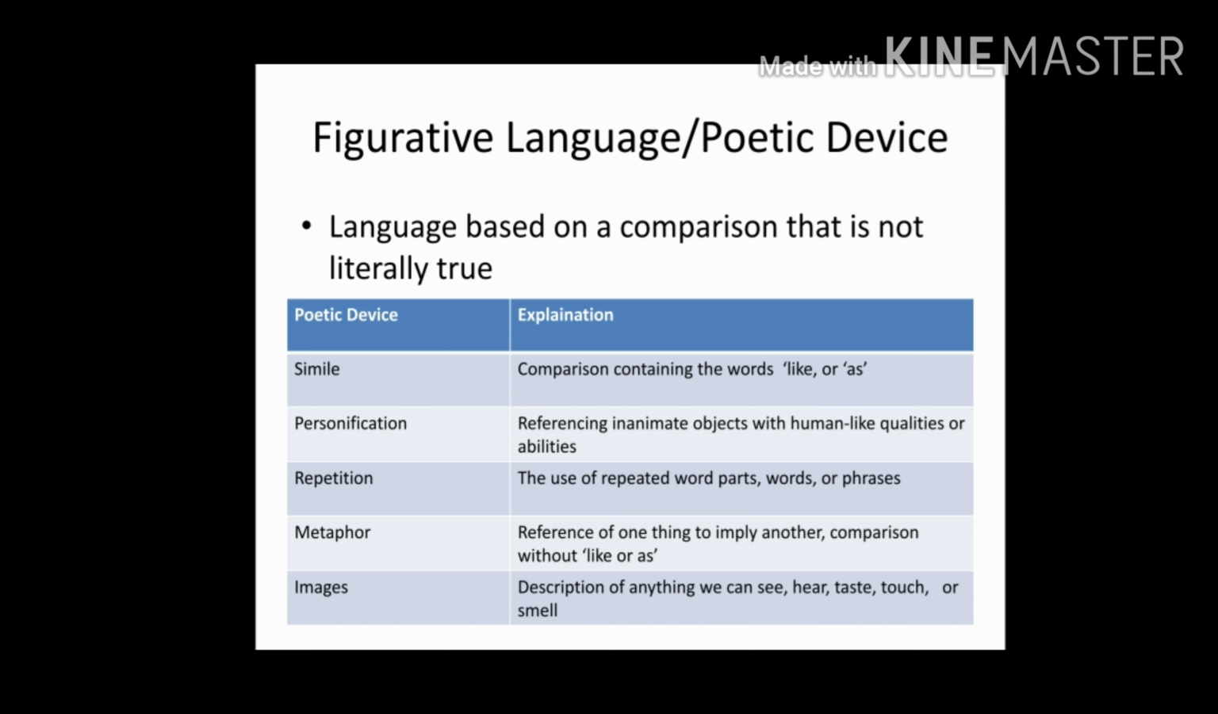So far as simile is considered, it is a comparison containing the words like or as. Personification is referencing inanimate objects with human-like qualities or abilities. When we talk about repetition, it is the use of repeated word parts, words, or phrases. Metaphor, reference of one thing to imply another. It is comparison without the use of like or as. And so far as images is considered, description of anything that we see, hear, taste, touch, or smell is images. So you will find these four or five poetic devices used in this poem.